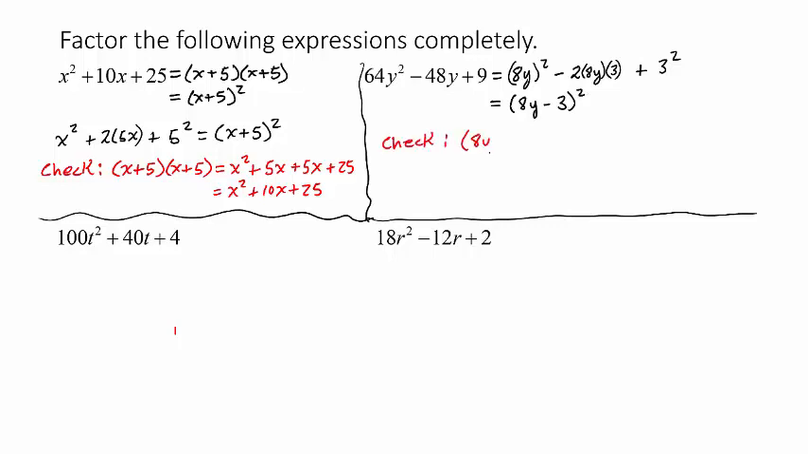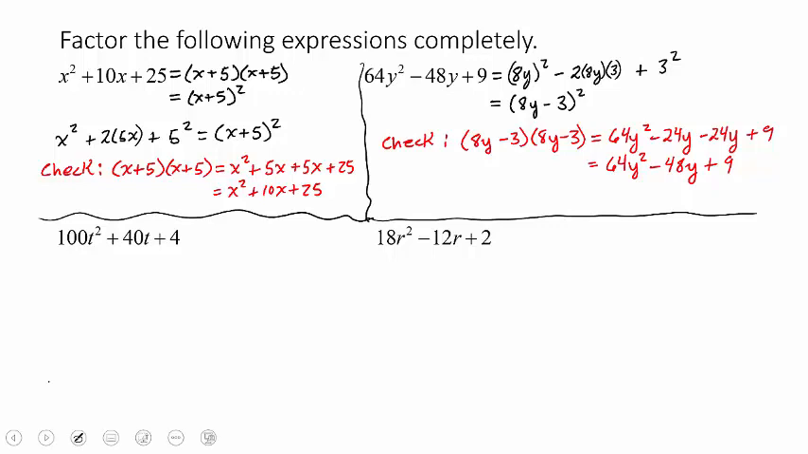If you don't believe me, let's check it. So we have 8y minus 3 times 8y minus 3. 8y times 8y is 64y squared. 8y times negative 3 is minus 24y. Negative 3 times 8y is minus 24y. And negative 3 times negative 3 is positive 9. So we had 64y squared, negative 24y minus 24y is minus 48y, plus 9. Is that what we started with? It is. So now with this next example, 100t squared plus 40t plus 4.